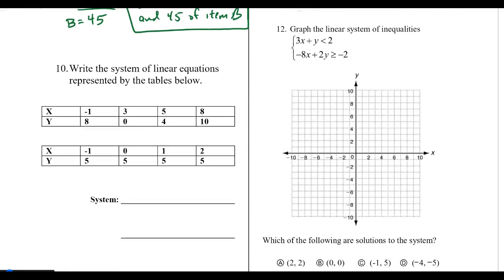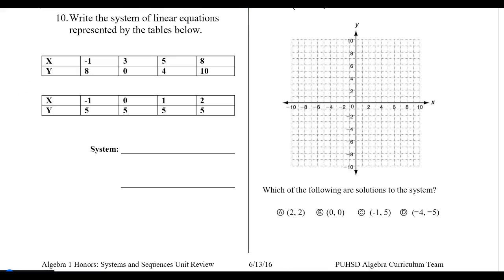Number 10, write the system of linear equations represented by the two tables. So once again, to write the equation of a line, we need a slope and a y-intercept. So we're going to have to come up with another equation, y equals mx plus b. And we're probably going to have to use point slope form as well. Y minus y1 is equal to m times x minus x1. So I'm going to use these first 2 points.